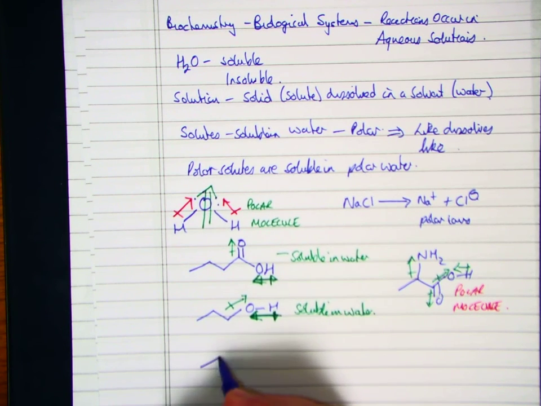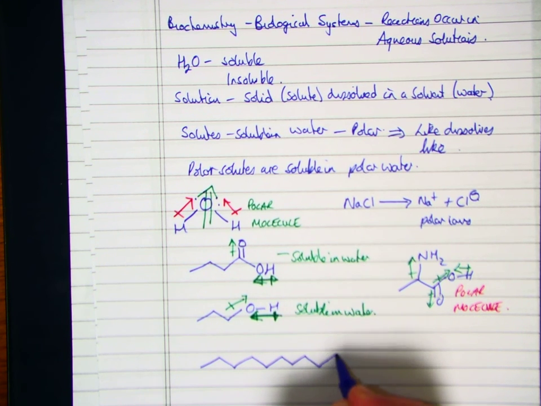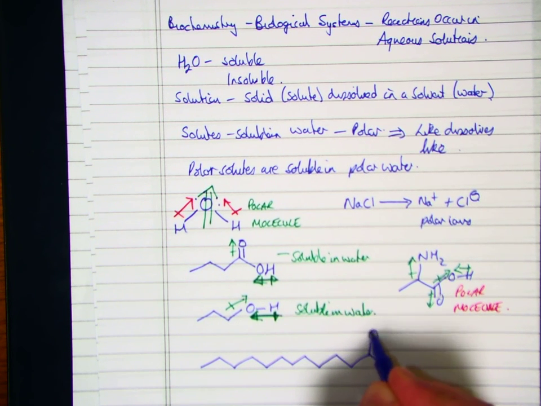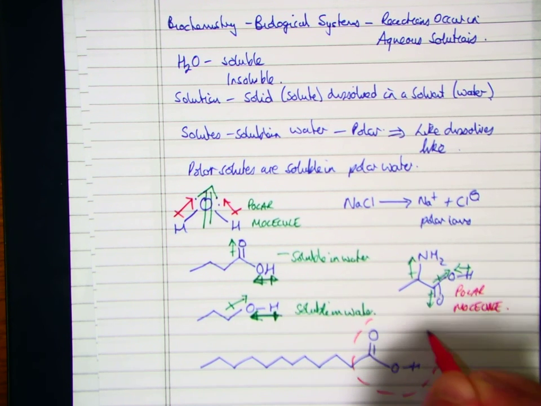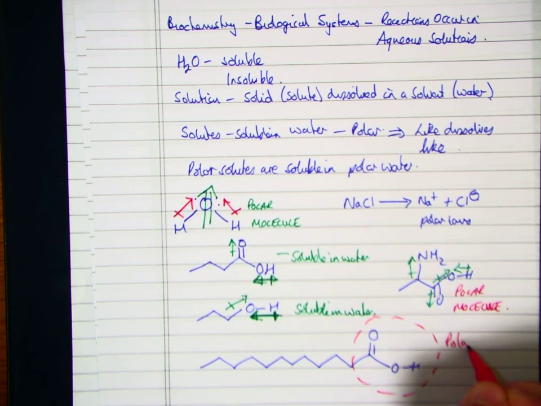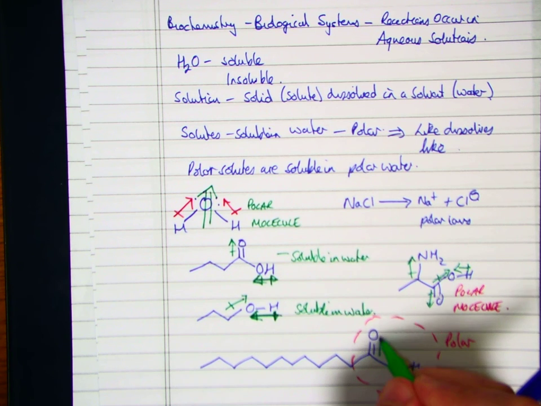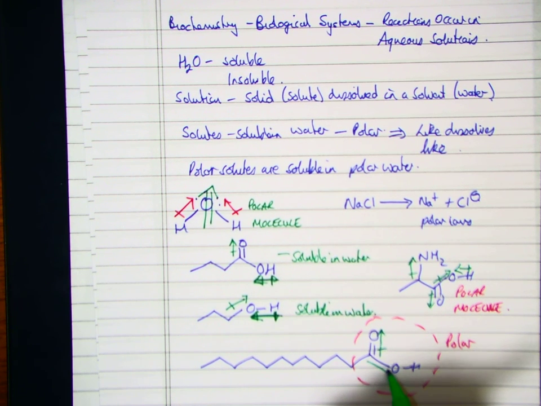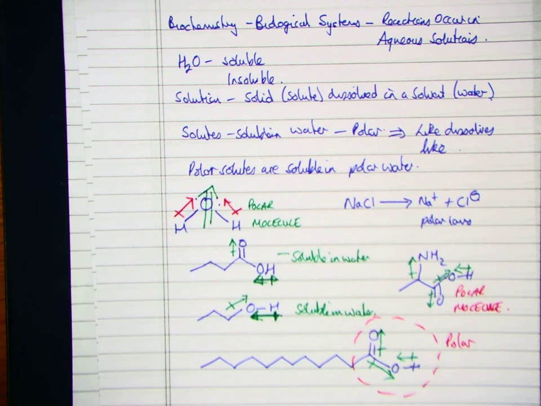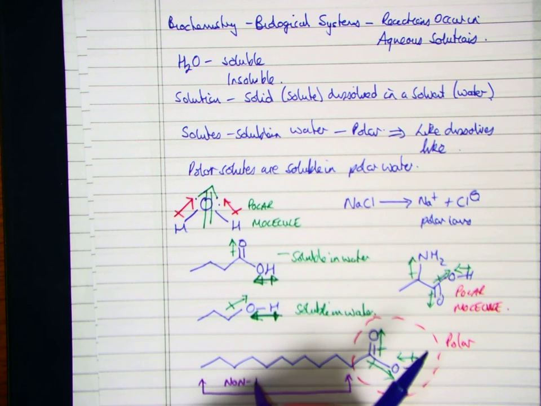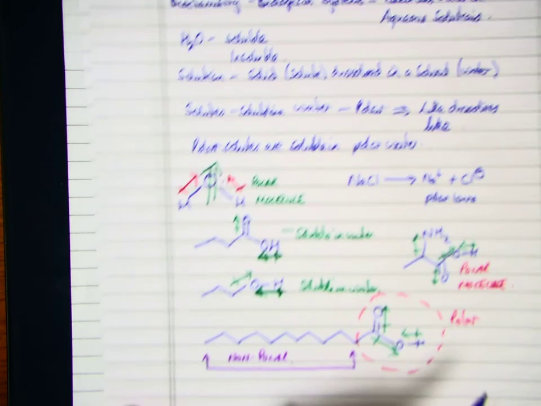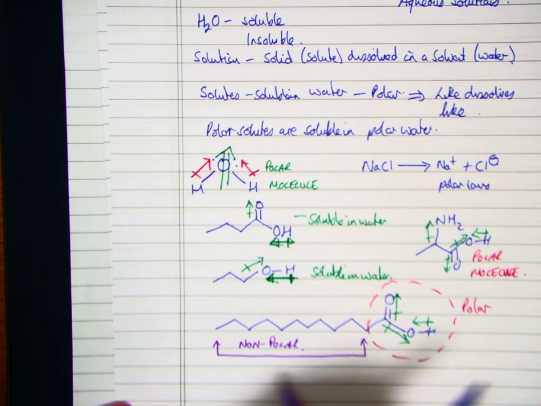We look at a longer chain lipid, obviously issues of solubility arise. We can see that this end is polar because we have this polar carbon-oxygen bond, polar carbon-oxygen bond, polar oxygen-hydrogen bond. That's the polar part. But this whole part on the left-hand side is non-polar. And so as the chain length increases, polarity decreases.